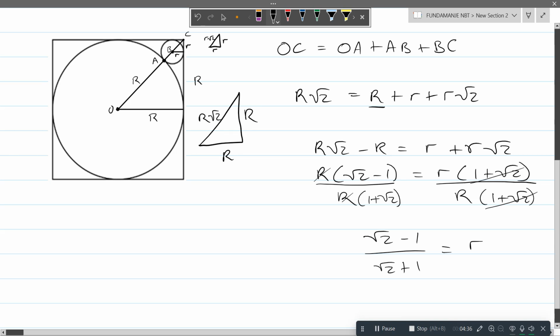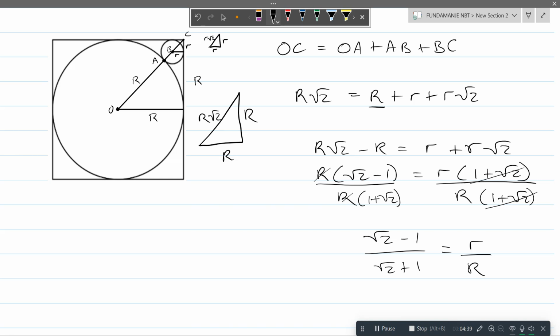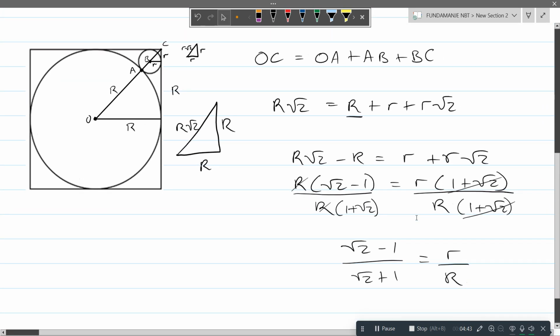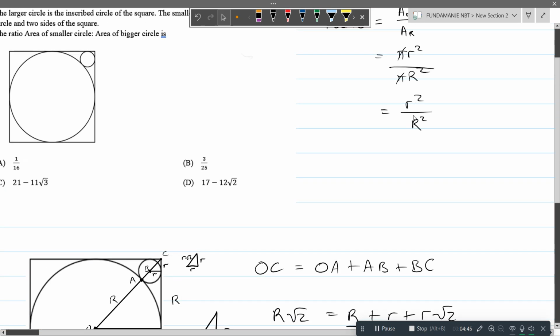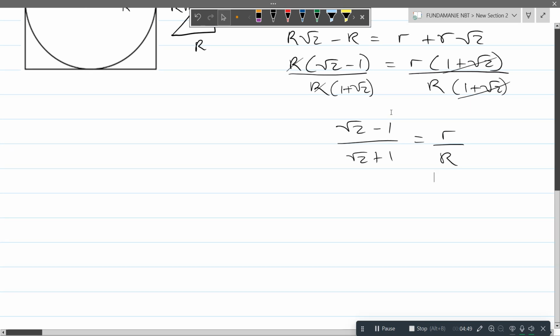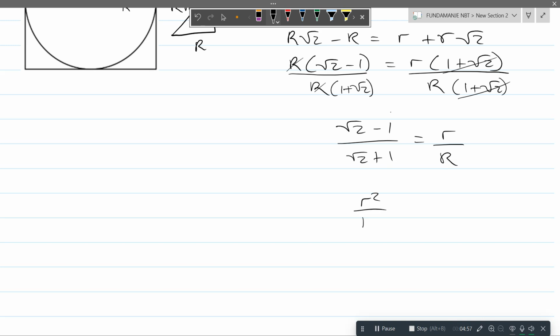This is equal to r over capital R. But then this is not exactly what we're looking for. You might be inclined to think, oh, this is the same thing as that, since it's just squared. But squaring is not linear, so we need to actually square both sides to find the result. So I'm going to start with r squared over R squared. And then on this side, I'm going to have root 2 minus 1 squared over root 2 plus 1 squared.